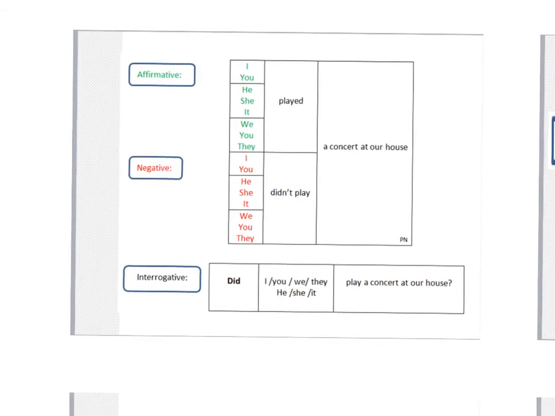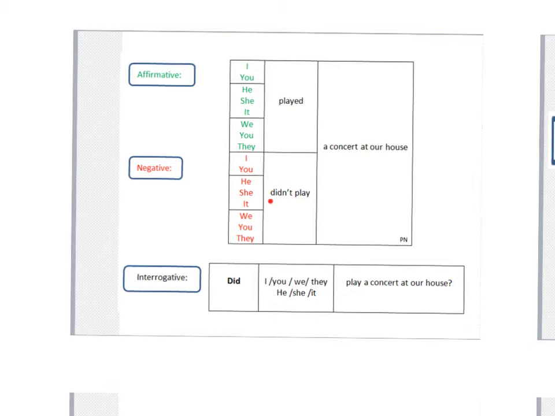Okay, here we've got the three forms in which we can find the past: the affirmative, the negative, and the interrogative. So first we will start with the affirmative. With the affirmative, we have all the pronouns. Remember the people we are talking about: I, you, he, she, it, we, you, they. Yo, tú, él, ella, eso, nosotros, vosotros, ellos. And we would write played and then the rest of the sentence.